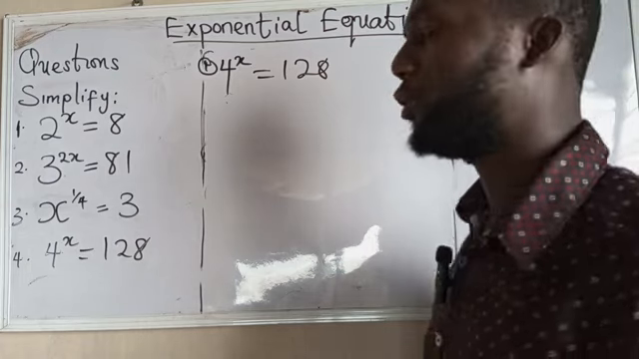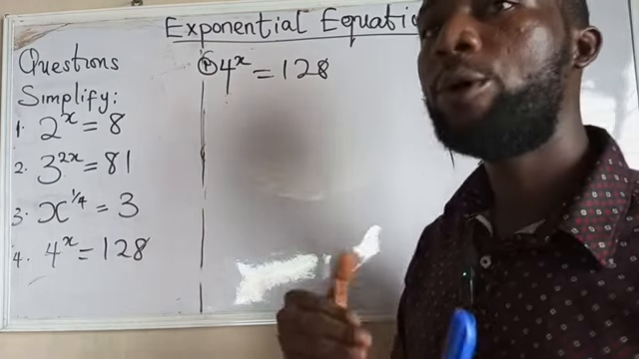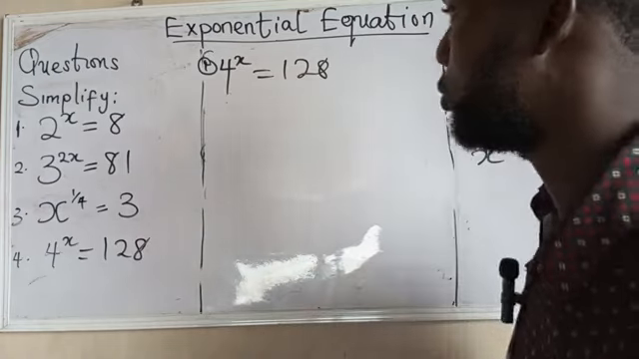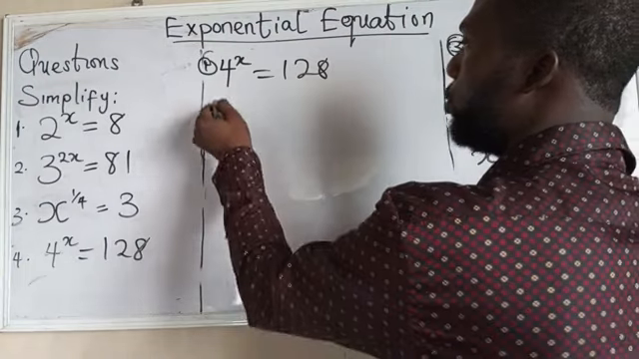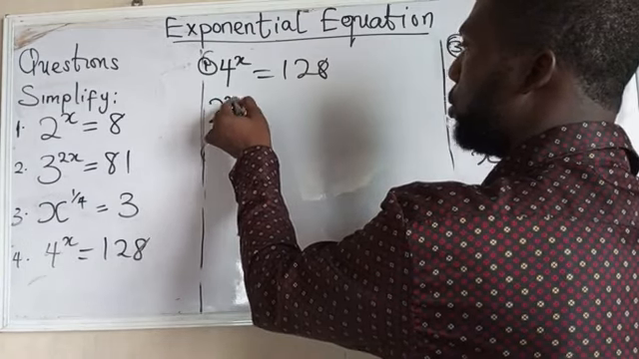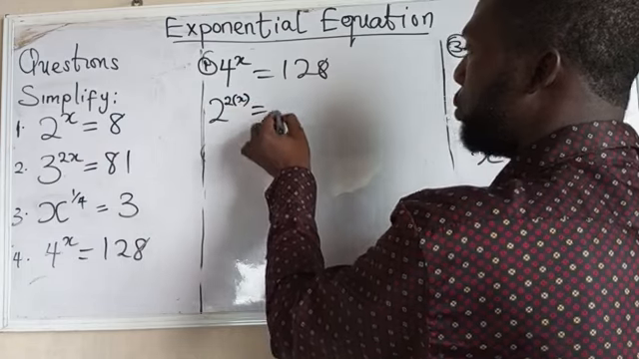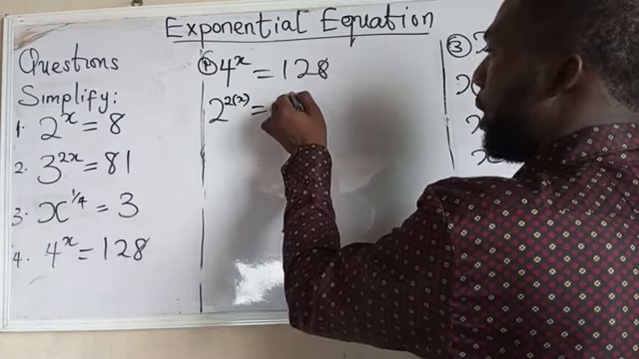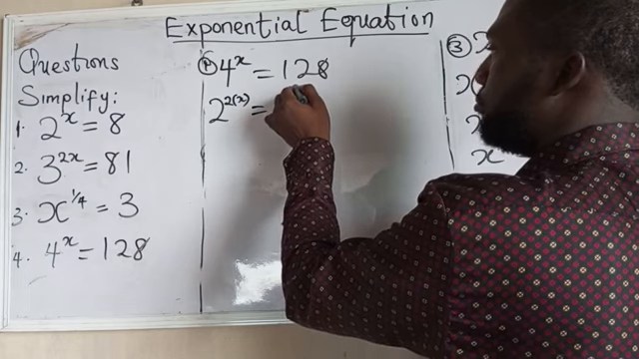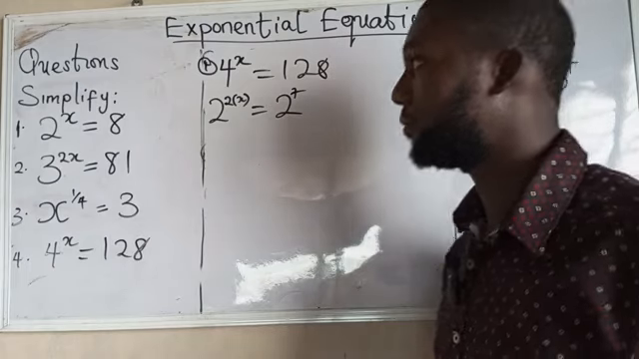What we are going to do here is to reduce this to a common base. So I can as well reduce this 4 to 2 raised to power 2. And let's not forget that there is x here before, equals 2 raised to power 7. Yes, 2 raised to power 7.